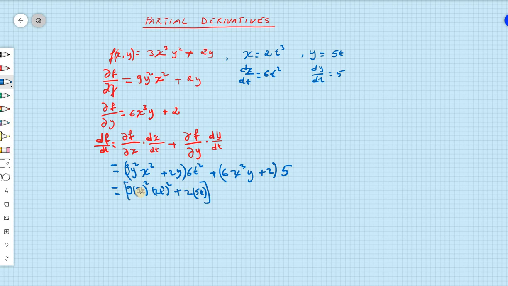And do the same thing there. 6x is 2t cubed, and cubed here, times y, which is 5t, plus 2, and 5. And if you solve this, you'll get a smaller function, and that will be your derivative.